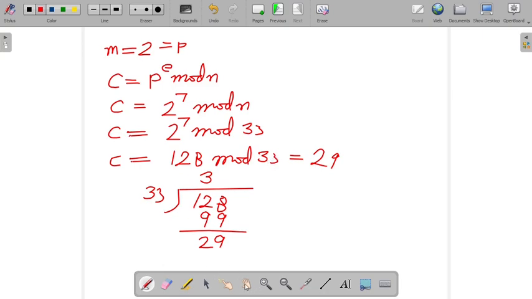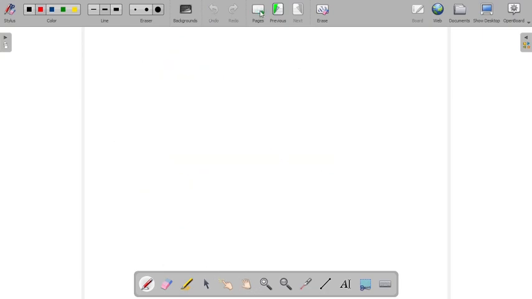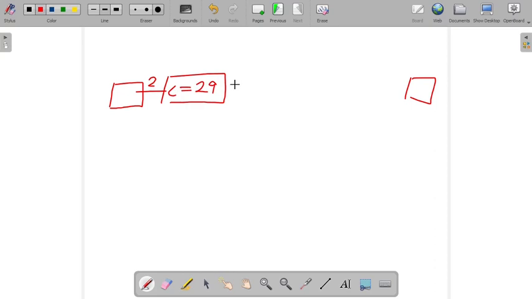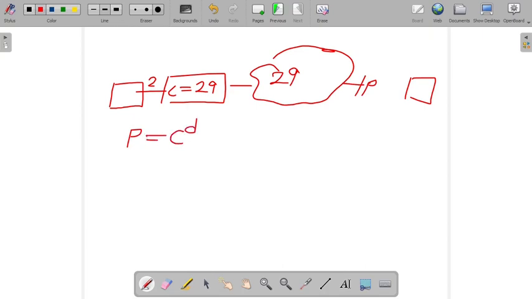Move to next. So here is the Alice, and at the other end there is a Bob. Alice wants to pass the message, so it encrypts it, converting that plain text into 29. In the network, instead of the message, 29 will flow. When Bob receives it at the end, it is converted again into plain text. So what is the plain text? P is equal to C to the power D mod n.